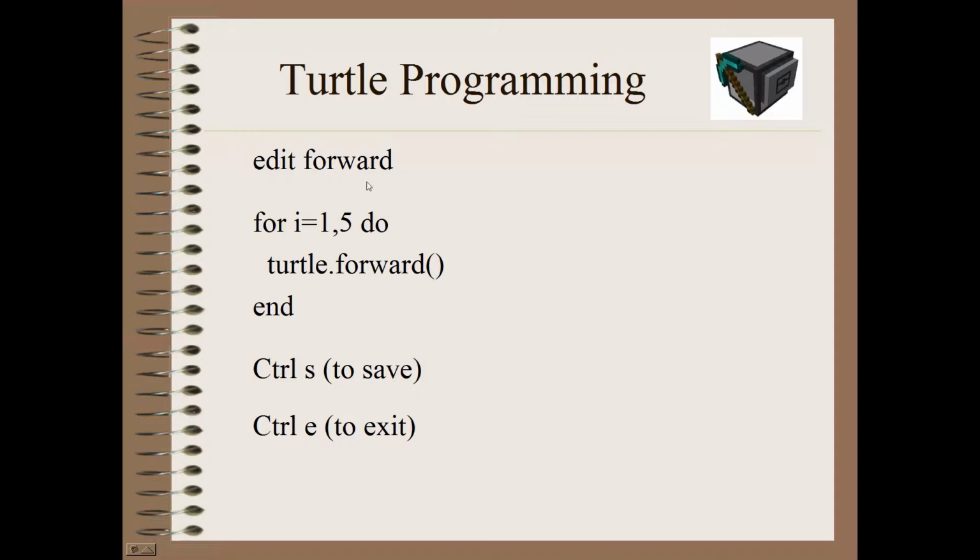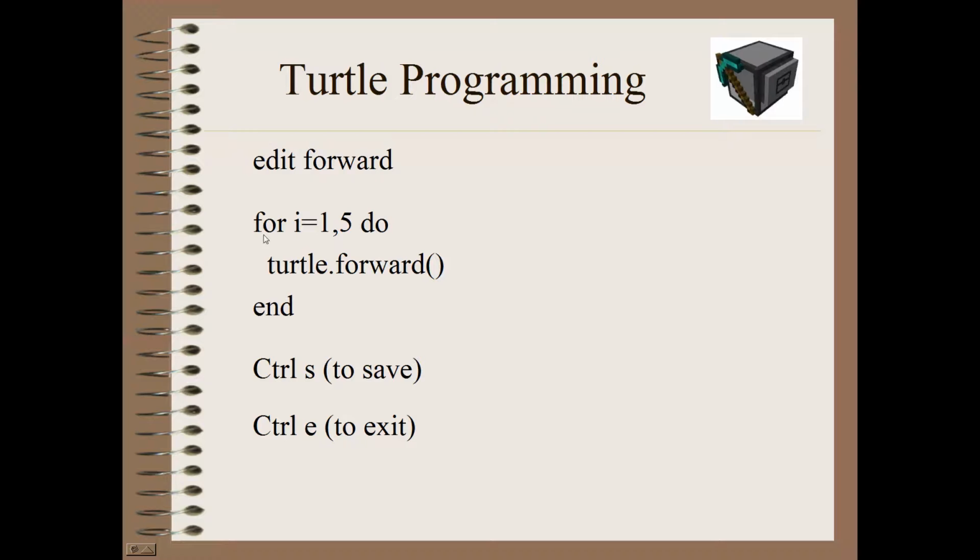In order to start a program, you need to type edit, space, and then the name of the program that you want to create. Once you do this, it opens up a blank screen, and then you can begin to type your program. So I would just type for i equals 1, 5 do.